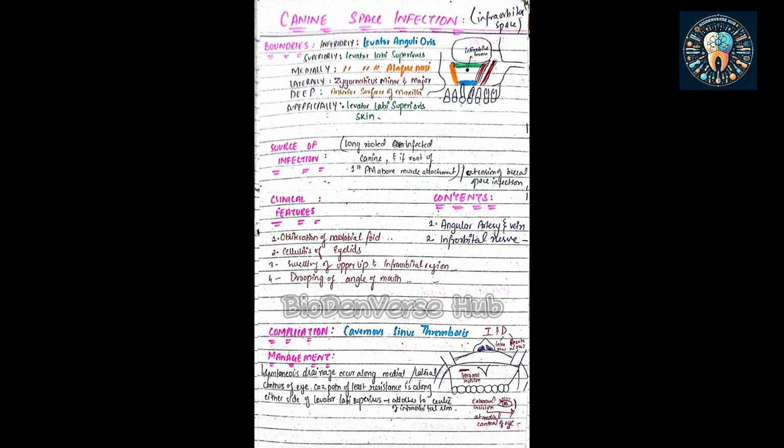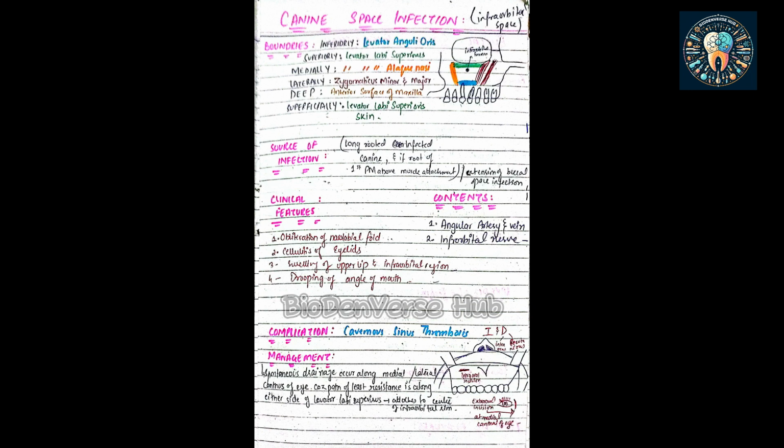If the angular vein is involved, it will involve the superior ophthalmic vein, and infection from the superior ophthalmic vein will pass directly to the cavernous sinus and lead to thrombosis of the cavernous sinus. That could be fatal if it involves the central nervous system through meningitis. It will lead to coma, and it could also lead to death.